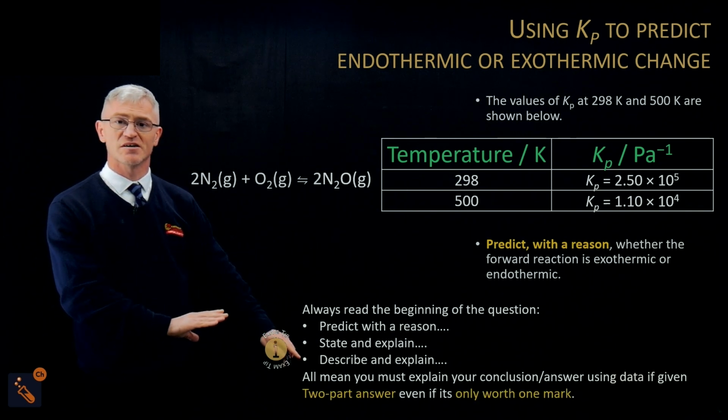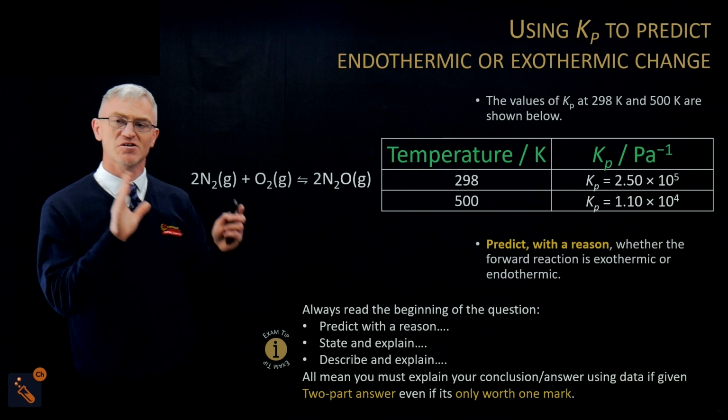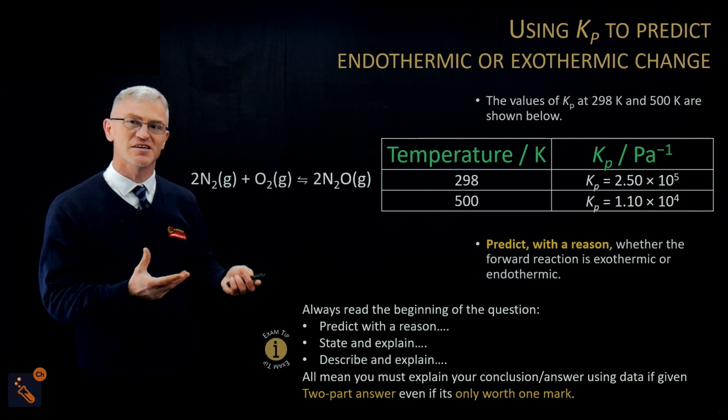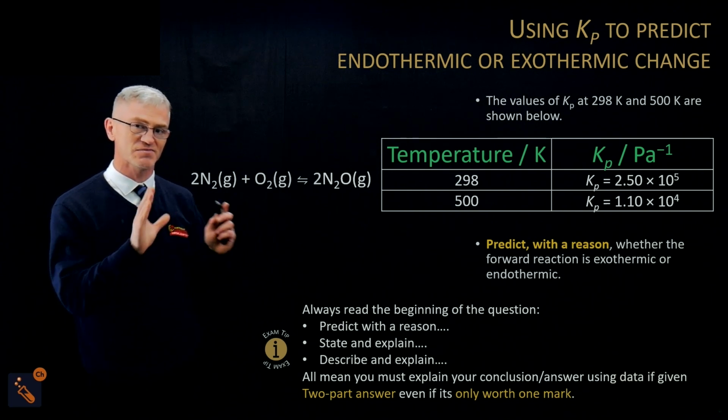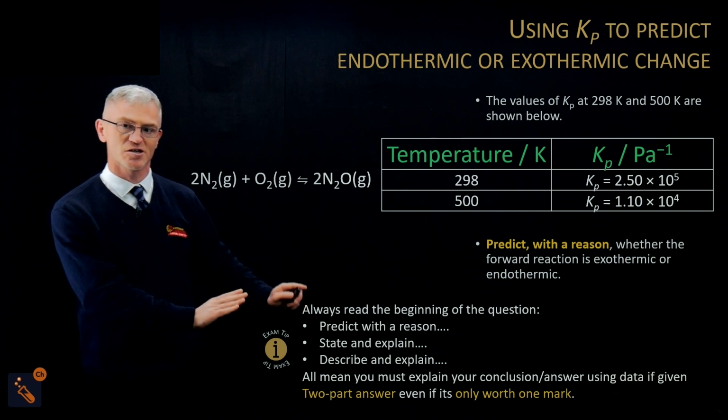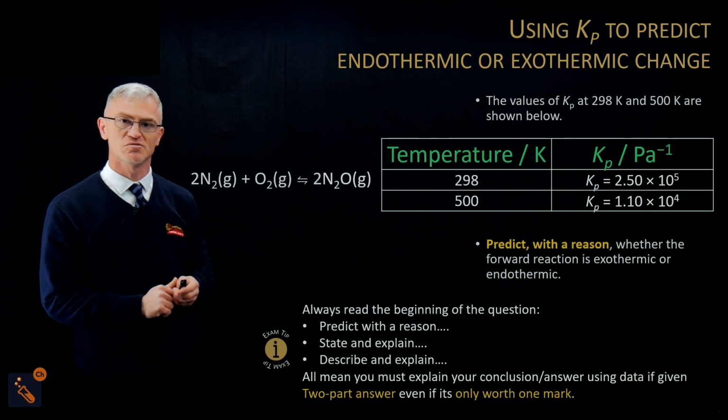And it's a 2-part answer, even if it's only worth 1 mark. So a lot of times you think there's 1 mark here, I only need to say 1 thing. No, I'm sorry, you need to say 2 things. If they say predict with a reason, state and explain, describe and explain, you've got to say 2 things.